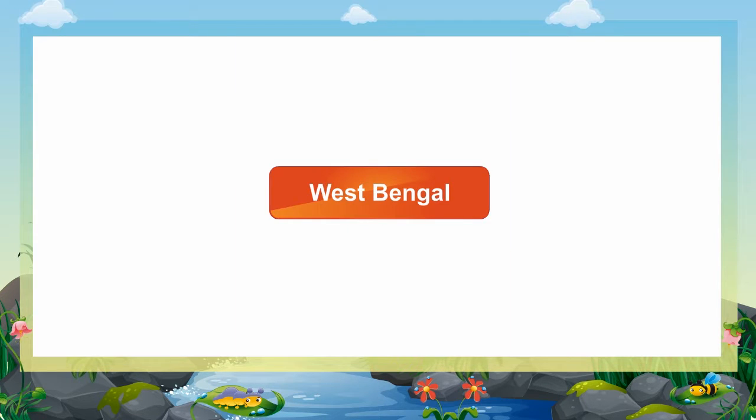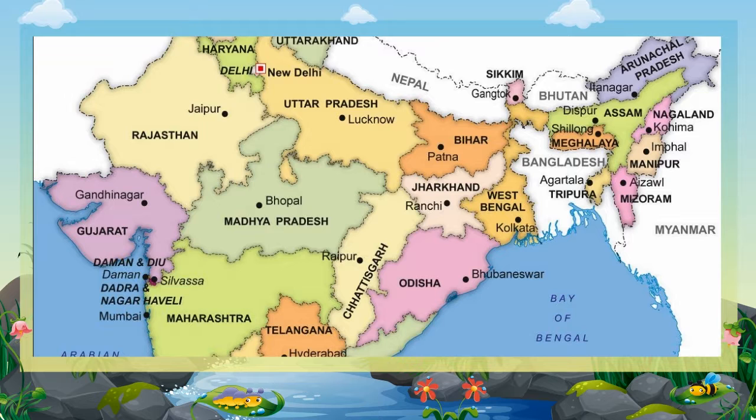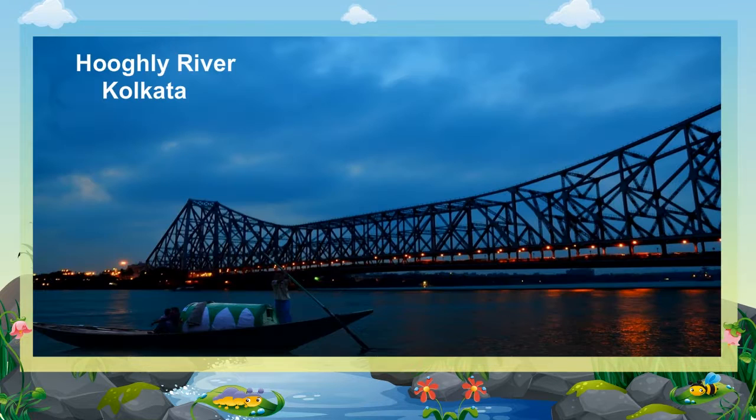West Bengal. The state of West Bengal is in the eastern part of India. To its northeast lie the states of Assam, Sikkim and Bhutan. To its southwest lies the state of Odisha. Kolkata, situated on the banks of the Hooghly River, is the state capital.